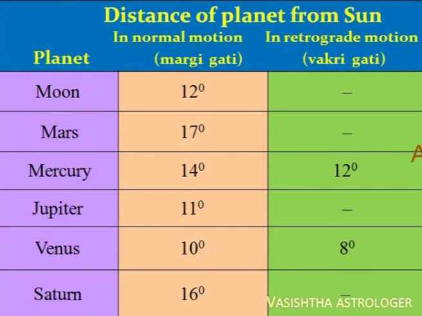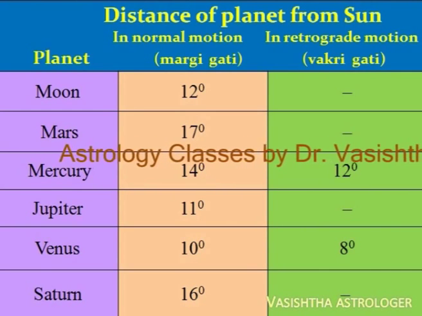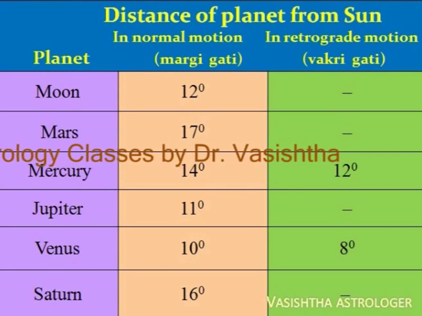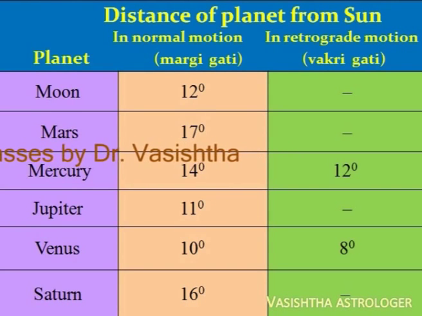In this table, you can see the distances of different planets from Sun when they become combust. First column is for planet. In second column, you can see the distances from Sun in normal motion, which is known as Margi Gati. And in third column are mentioned the distances in retrograde motion, which is known as Vakri Gati.